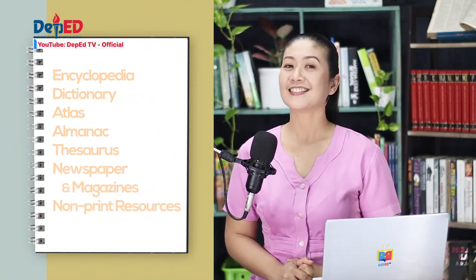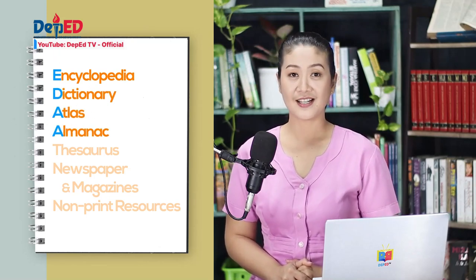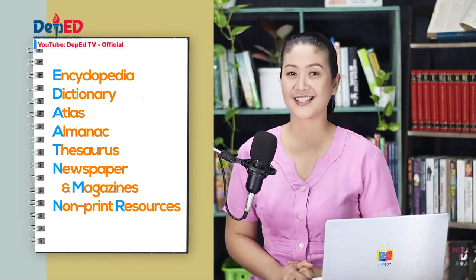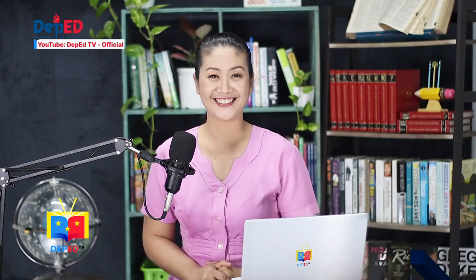The following are the most common reference materials: encyclopedia, dictionary, atlas, almanac, thesaurus, newspaper and magazines, and non-print resources. For our lesson on using reference materials, I have invited someone who can definitely help us out. Kids, I would like to introduce to you our librarian, who is going to share with us some interesting facts about the different general reference materials you can find in a library. Kids, here is Ma'am Rachel.